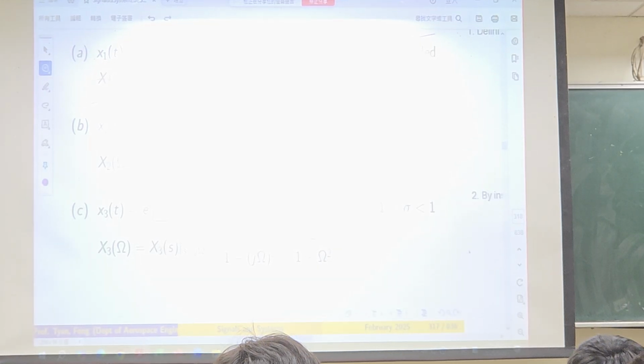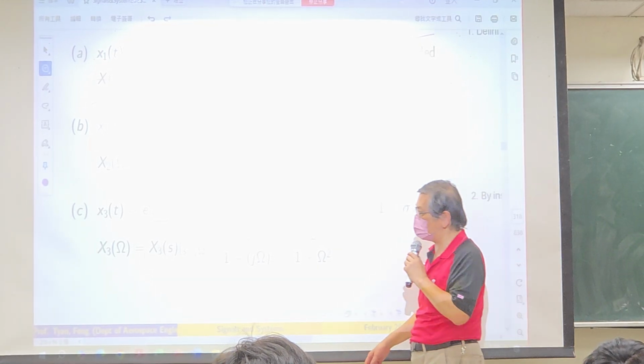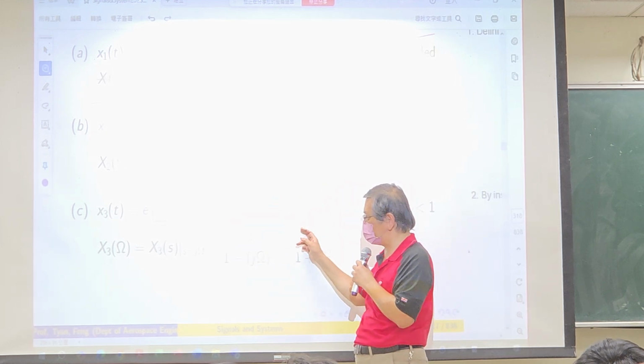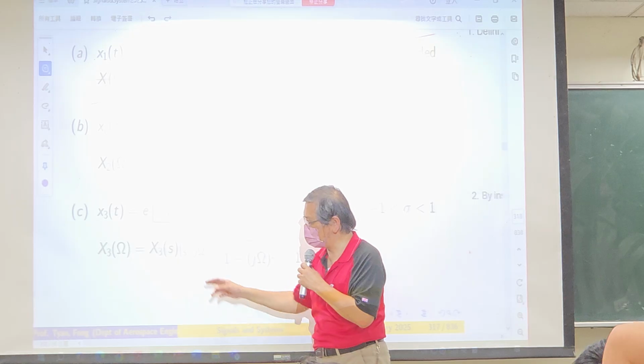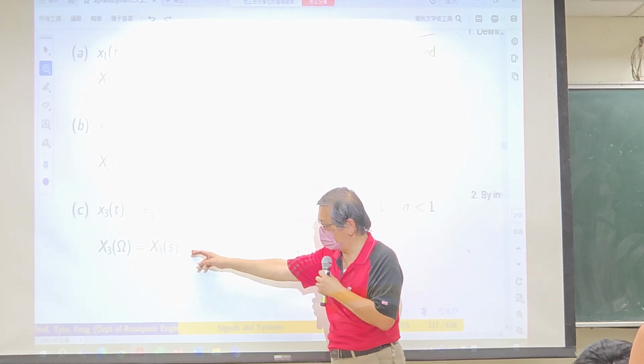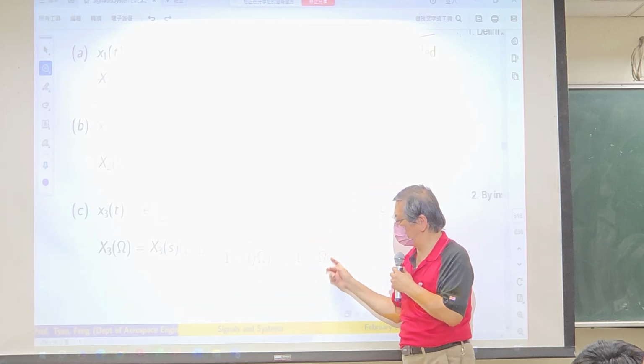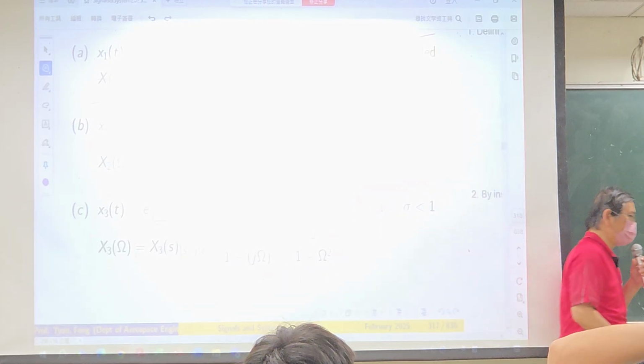So for this function, the Fourier transform actually can be obtained from the two-sided Laplace transform, and replace the complex frequency s by j omega. Okay? So now we have the Fourier transform of the function: 2 over 1 plus omega squared.